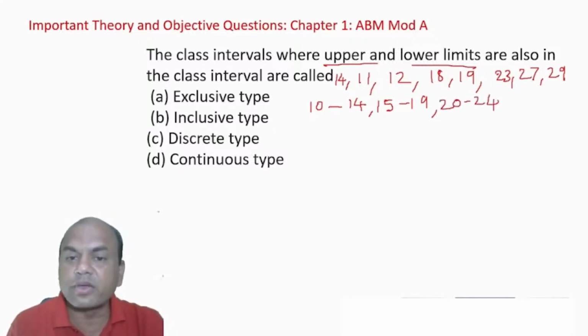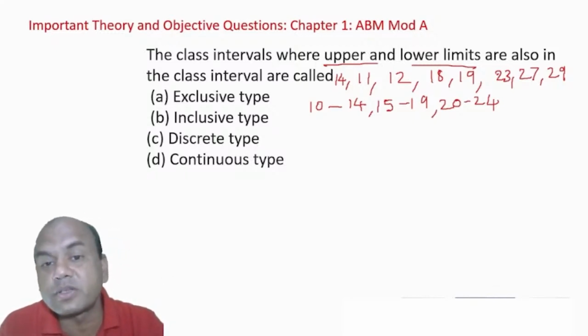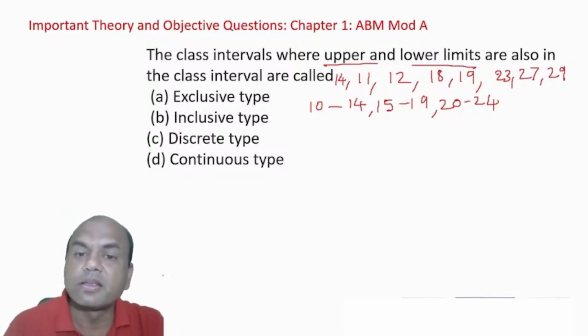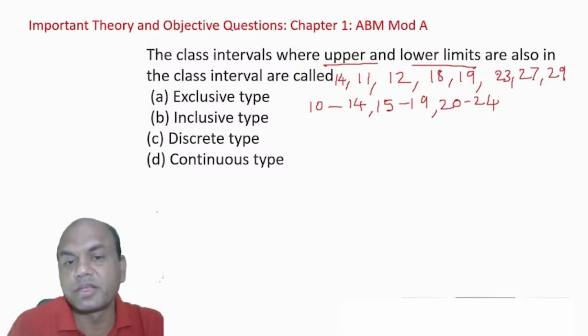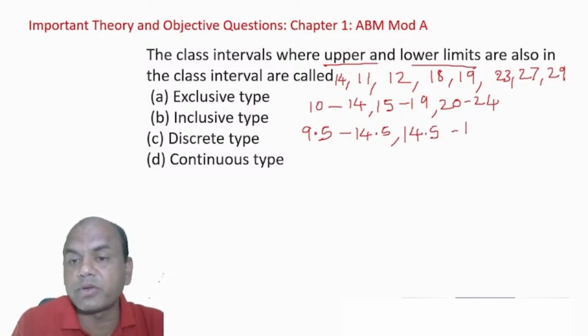Now this class where both are included, upper limit also and lower limit also, this class is known as what? This is your question. If this is included, what is the other one? The other one is exclusive. Here what happens? Take 0.5 on this side, 0.5 on this side. So it will be 9.5 to 14.5. Look at this, 14.5. 0.5 on the other side, 0.5 on the first side, right? Similarly over here, this 14.5, 0.5 on the other side, to 19.5. And next again 19.5, and so on, right?